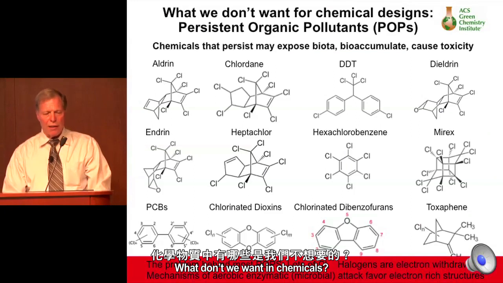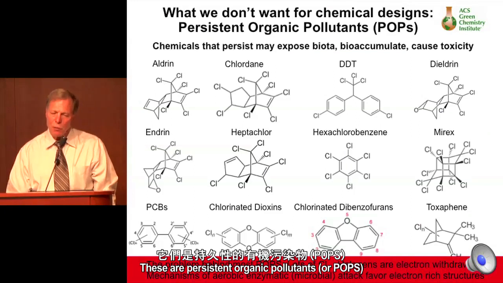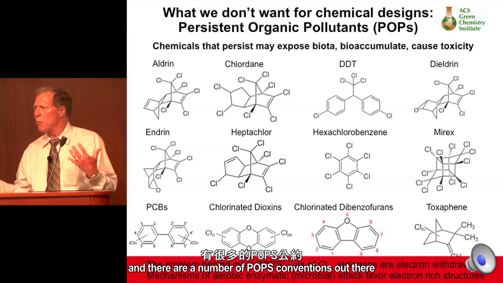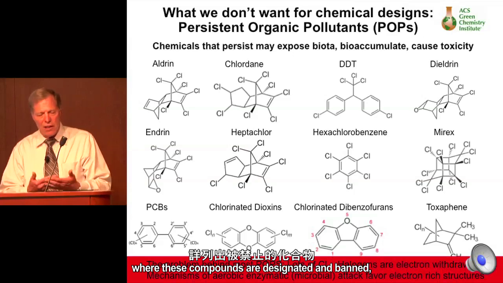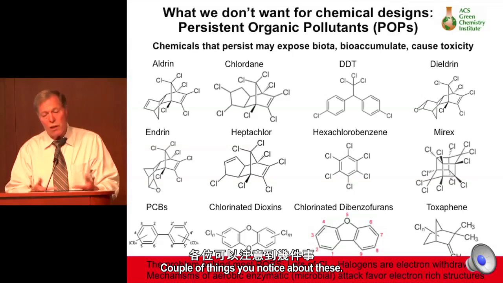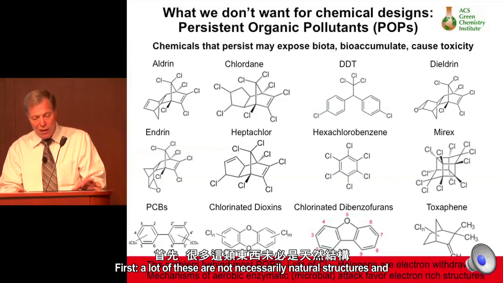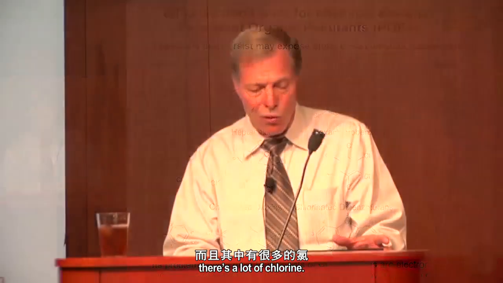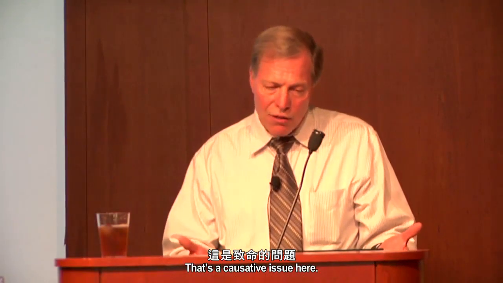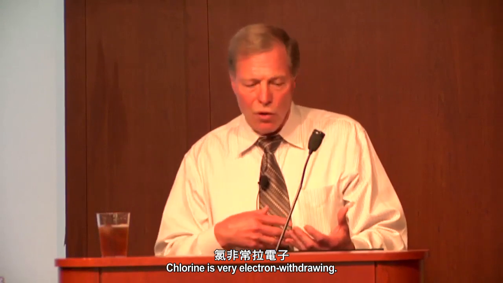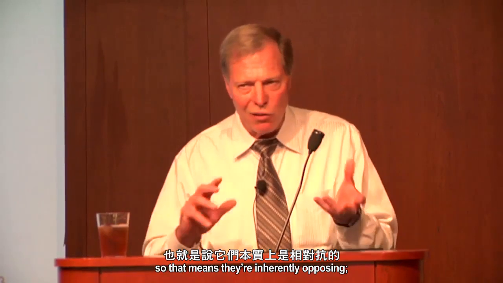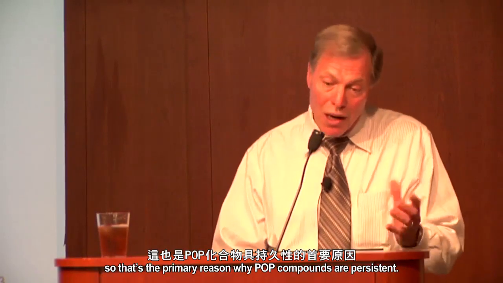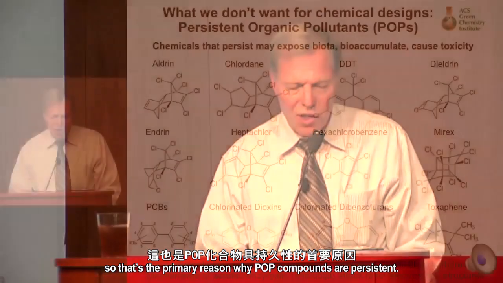So what don't we want in chemicals? These are persistent organic pollutants, and there are a number of POPs conventions where these compounds are designated and banned, so this is not a good list to be on either. One thing you notice about these: first, a lot of these are not necessarily natural structures, and there's lots of chlorine. That's actually a causative issue here. Chlorine is very electron withdrawing, while mechanisms of aerobic enzymatic microbial biodegradation favor electron-rich structures. So those are inherently opposing. That's the primary reason that POP compounds are persistent.